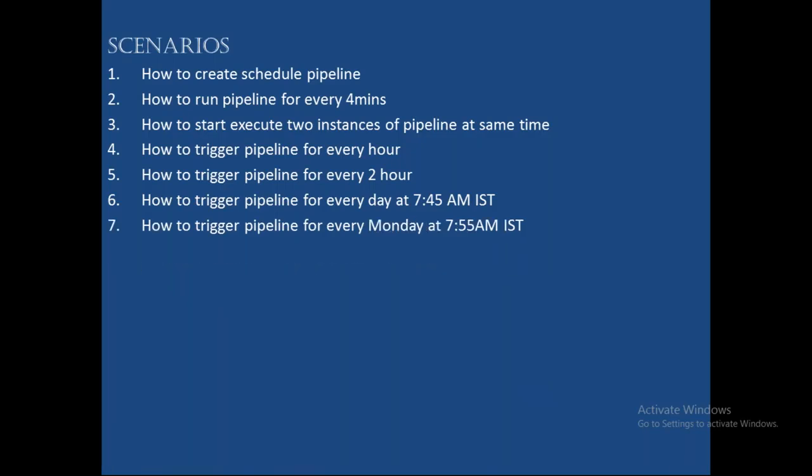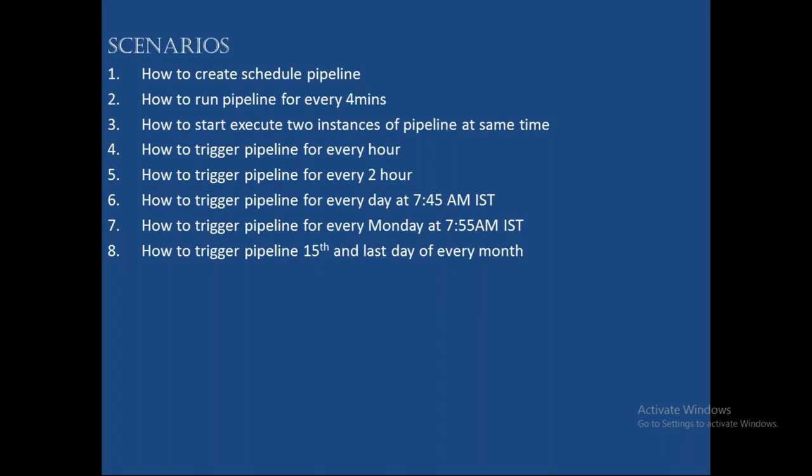How to trigger a pipeline every Monday at 7:55 a.m. IST. You may have a requirement where you want to run a pipeline every Monday at 7:55 a.m. IST. Okay, next, how to trigger a pipeline on the 15th and the last day of every month. In every month we will have a 15th day, but the last date is not fixed, right? In February it may be 28 or 29. If you consider January, we have 31, March has 31, and April has only 30 days. So you don't know what the last day is, but you want to execute on the last day of every month.